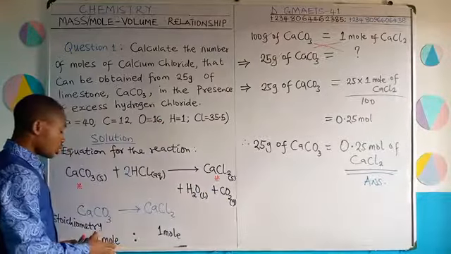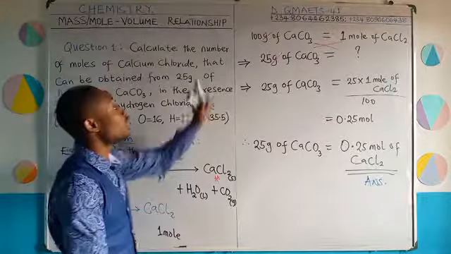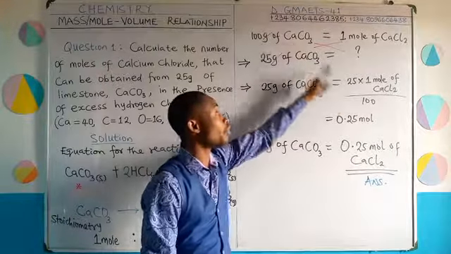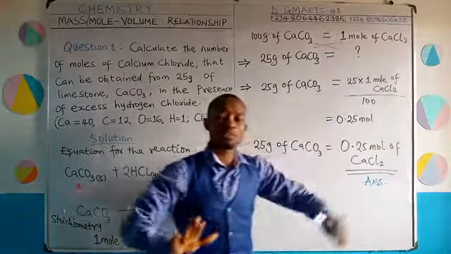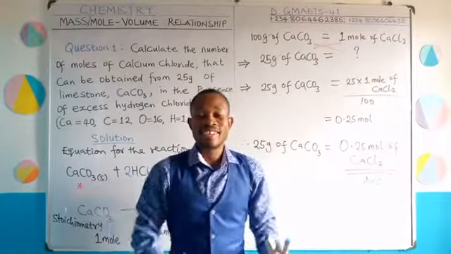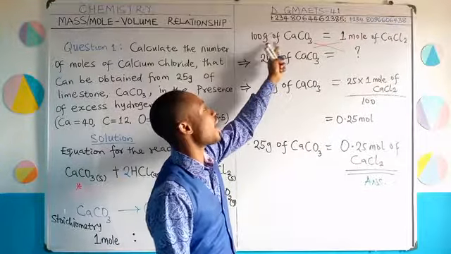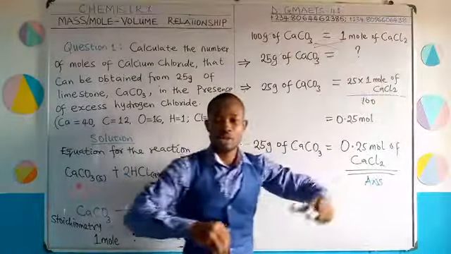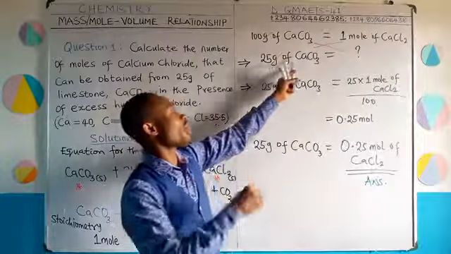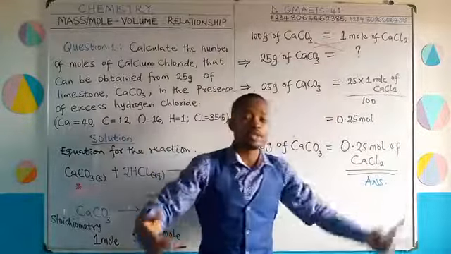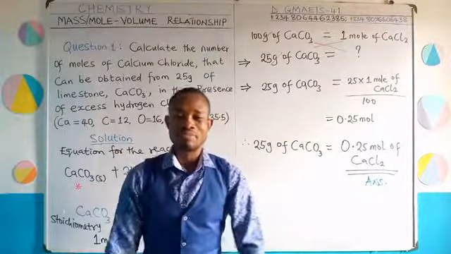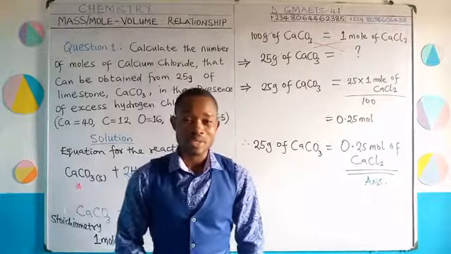From the stoichiometry, 1 mole is equal to 1 mole here, which means 100 grams of calcium carbonate to give us 1 mole of calcium chloride is a standard. Just like saying that 100 grams will produce 1 mole. Therefore, 25 grams of that limestone will now give us, we don't know. Cross multiplying is solved. We're going to look at yet more questions on this.